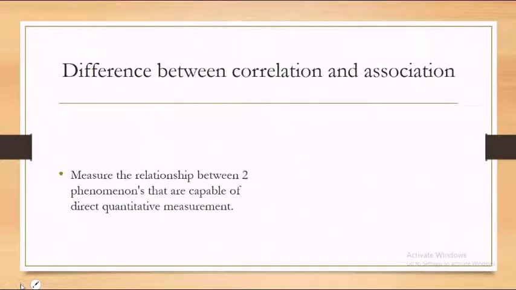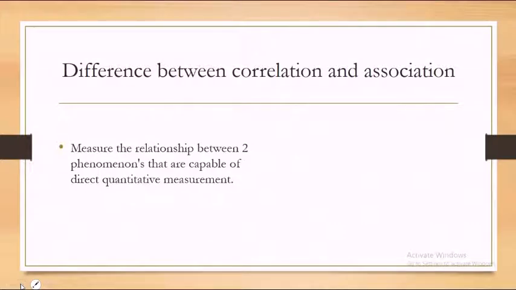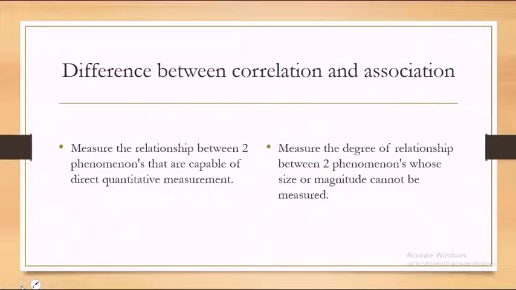The tool of correlation is used to measure the degree of relationship between two such phenomena as are capable of direct quantitative measurement. On the other hand, the method of association of attributes is employed to measure the degree of relationship between two phenomena which cannot be measured, and where we can only determine the presence or absence of a particular attribute.